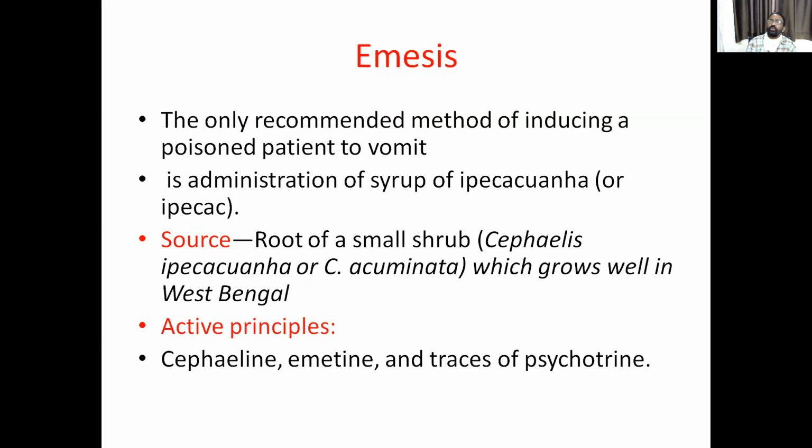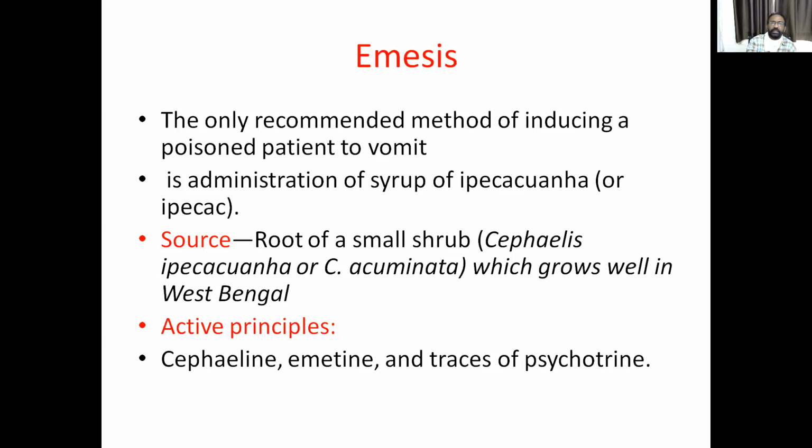So emesis: how do we clean the gastric contents by emesis? By inducing emesis, that means vomiting, you clean the GIT through emesis. You can induce emesis by tickling the throat with your finger, if the person is in a conscious state, not in a comatose condition. He may produce a gag reflex and vomit the poisonous substance.